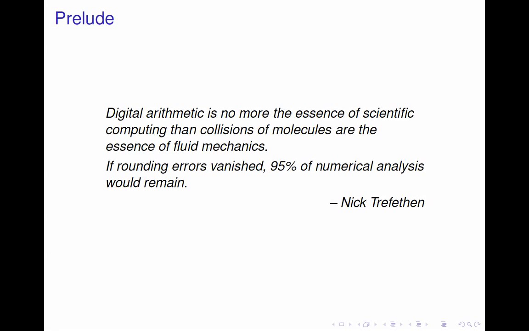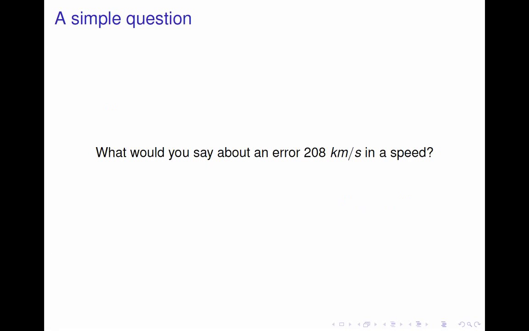So let's talk about what I think about as error analysis. Maybe the right place to start is with a very simple question. If I told you that I had a quantity which was measured to an error of 208 kilometers per second, is that a good thing or a bad thing? Well, if it's my speedometer, that's a terrible thing. The cops are going to pull me over and arrest me for Lord only knows what. They're probably going to arrest me for having a broken speedometer.